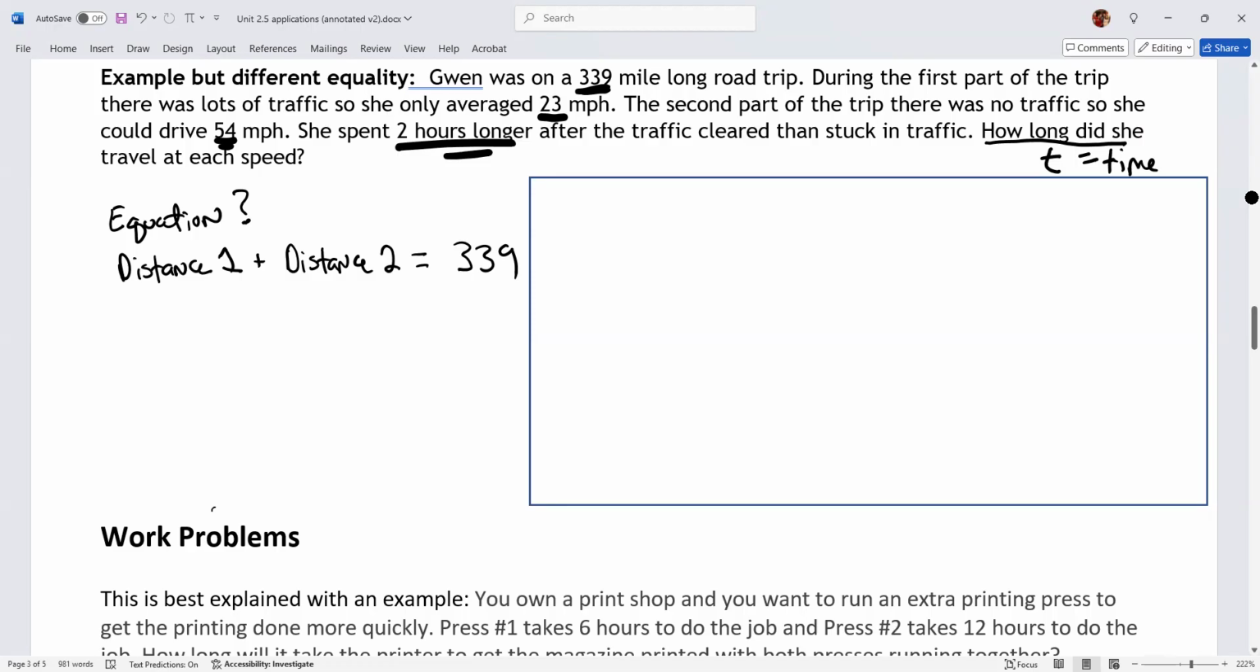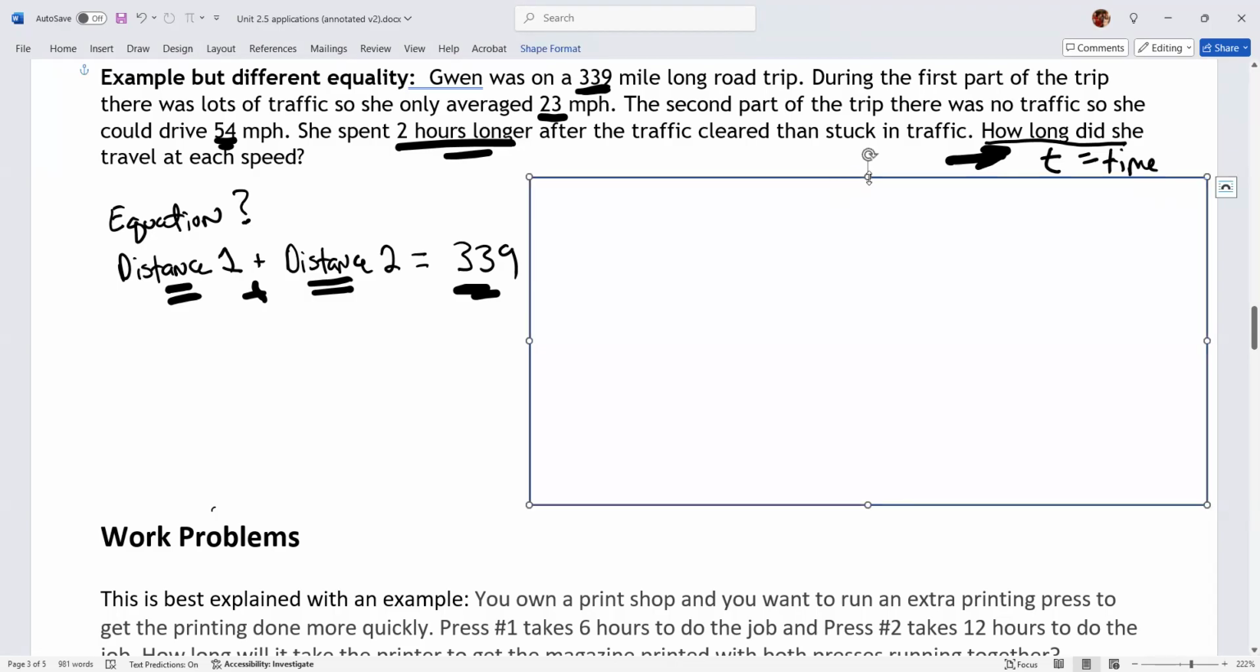So the question that we have to answer: how long did she travel at each speed? So we're going to be solving for t. Okay. So where is our equation? Well, what we do know is that the total distance is 339, and we have enough information to write an equation where we have the distance for part one when she was in traffic added to the distance when she was not in traffic. We know that the total distance is 339. So if I can get distance one represented and distance two represented, I can write the equation.